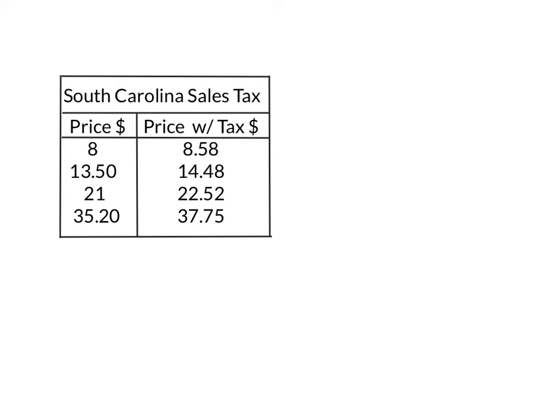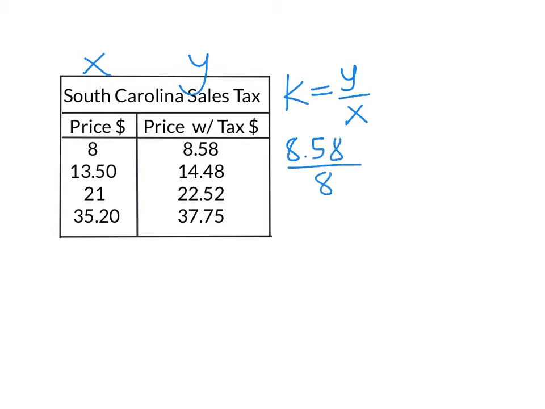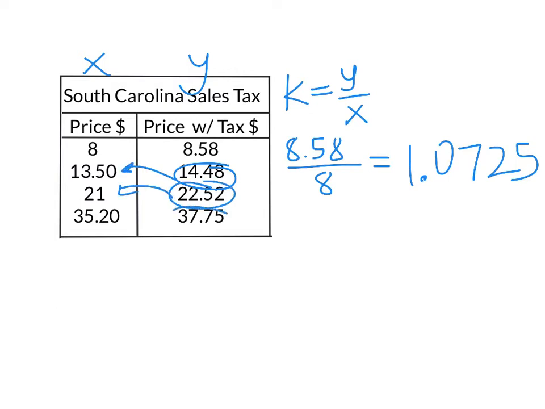So let's say South Carolina has some prices, and then their prices with the sales tax. Now there's 2 ways that we can find South Carolina's sales tax. The first thing I think of when I see a table is, remember, constant equals the y column divided by the x column. And of course, this column over here is the x, this one is the y. So putting 858 divided by 8 should give us that constant. And that gives me 1.0725. And if you were to go through and put each one of these y's over their x's, it should each come out to be about 1.0725.